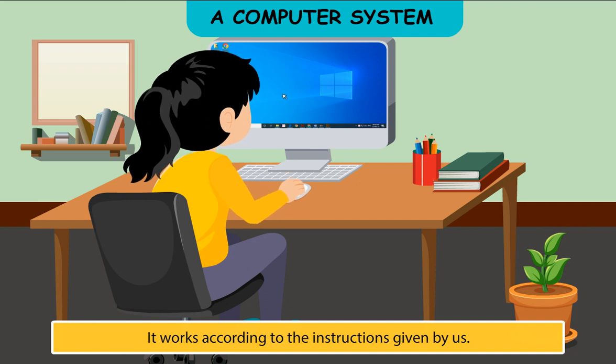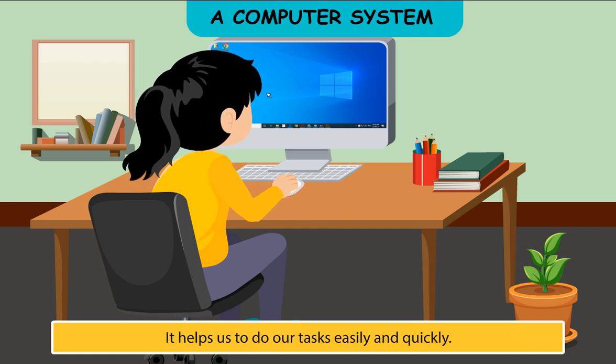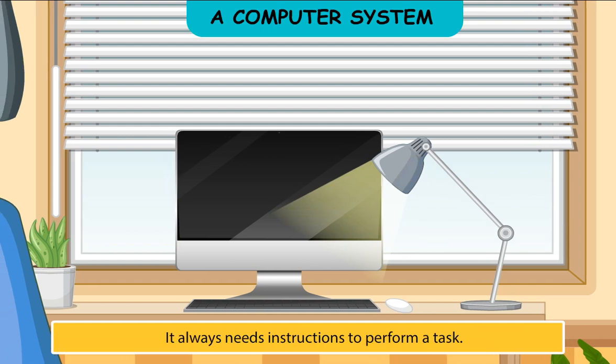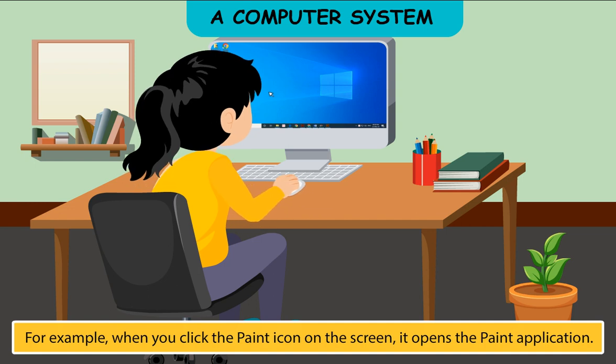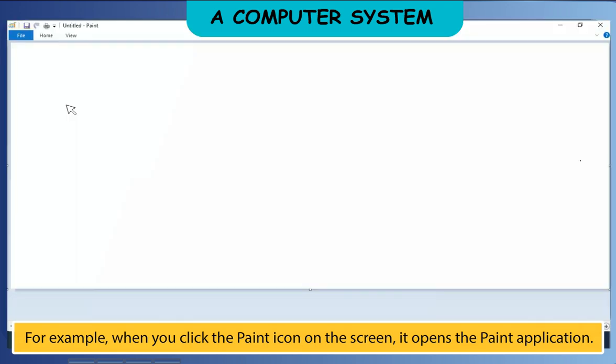It works according to the instructions given by us. It helps us to do our task easily and quickly. A computer cannot do anything on its own. It always needs instructions to perform a task. For example, when you click the Paint icon on the screen, it opens the Paint application.